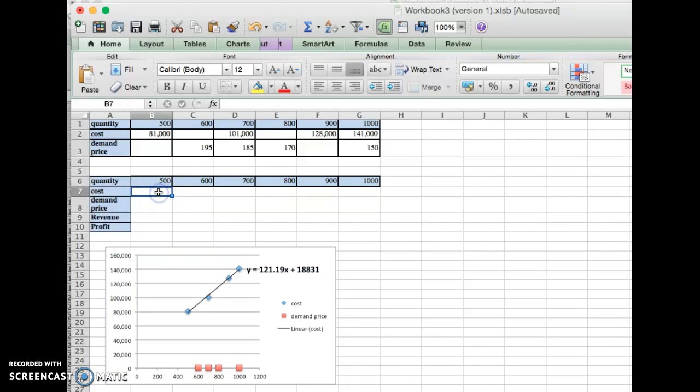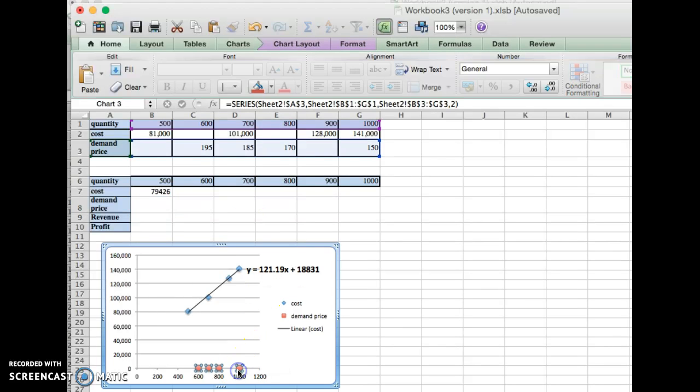So my cost function is apparently given by 121.19 times the quantity plus 18,831. So let's enter that formula. So this is equal to 121.19 times my quantity, which comes out of cell B6, and then plus 18,831. So that's cost.